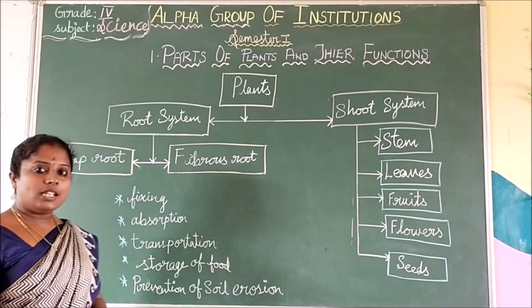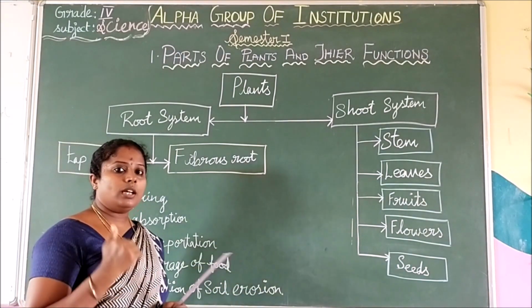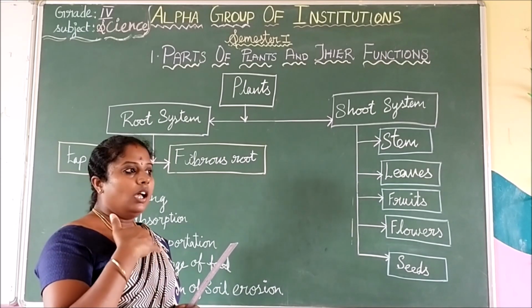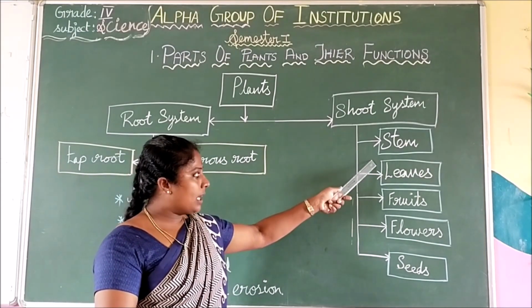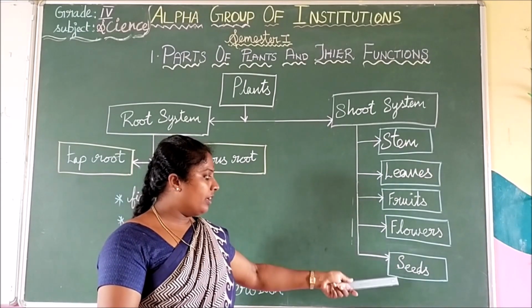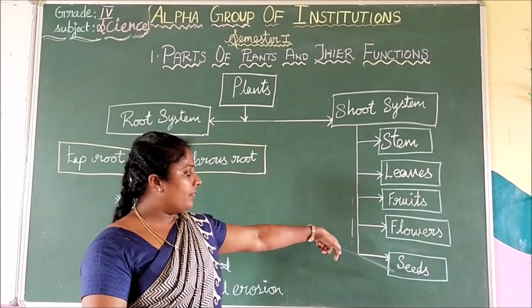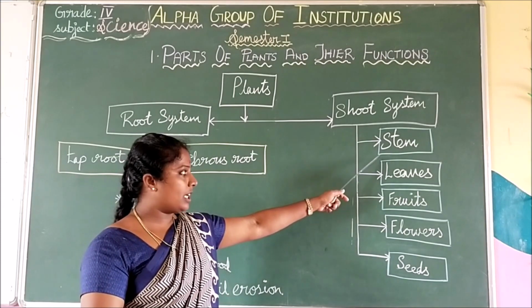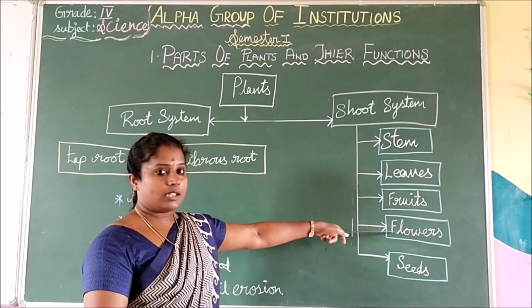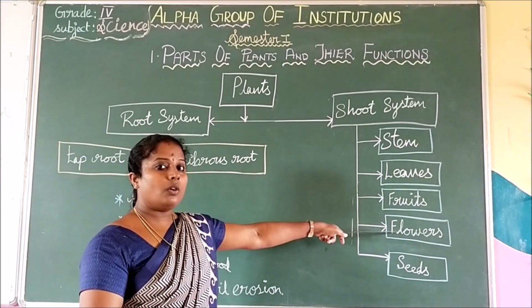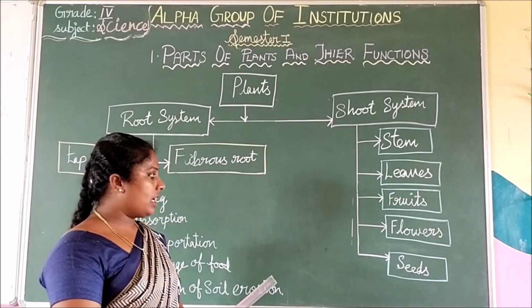Now, in the second class we discussed the shoot system. Shoot system covers the parts of the plant which are above the ground. So what are the parts of the plant? Stem, leaves, fruits, flowers, seeds. In the last class we discussed stem and its functions, leaves and their functions, and flowers and their functions. In this class we are going to discuss fruits and seeds.